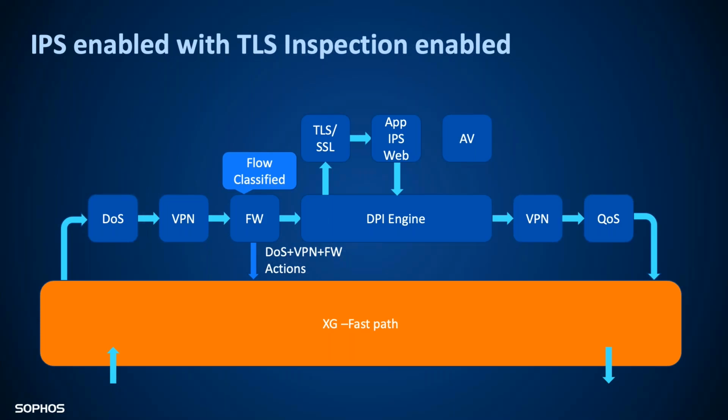Is FastPath enabled by default? I believe the answer to this is yes, as long as you have the DPI engine enabled on there. No, FastPath has nothing to do with the DPI engine, but it's enabled by default on the XG firewall. It's the same command that you can do from the CLI, where you can enable or disable FastPath on the XG firewall.